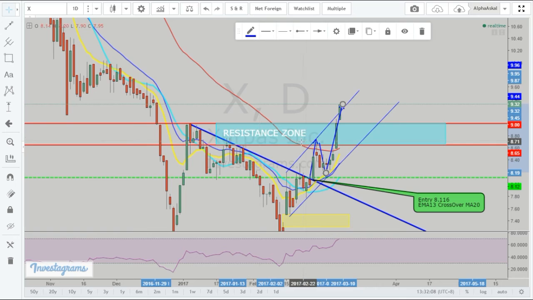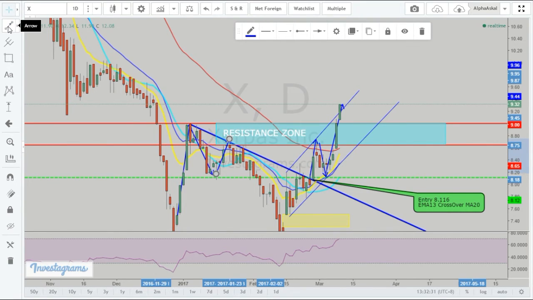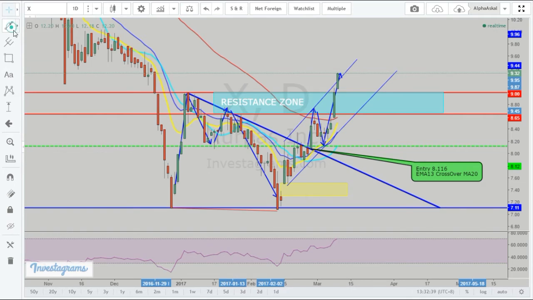If you see this resistance zone, we tested it a couple of times. So we first tested it here, and then we have a pullback. Okay, this is the first test. Then we have a pullback, and then we retest that zone again, a slight retest, and then it dropped steeply. It dropped steeply before it starts to move back again, which we retested for the third time.